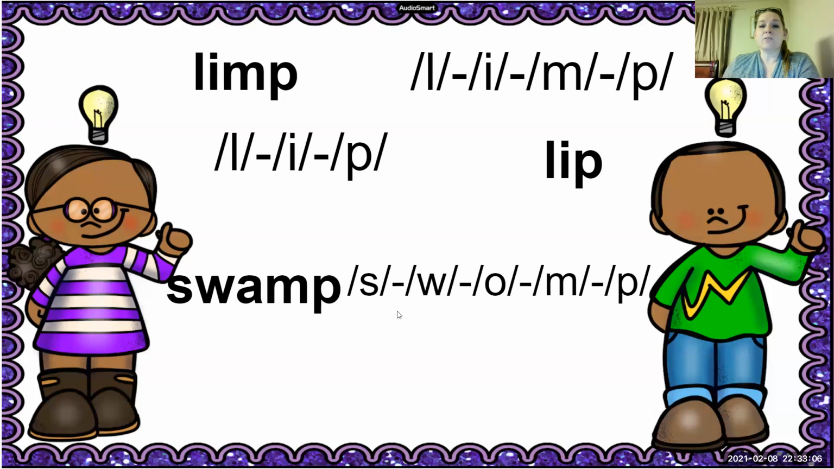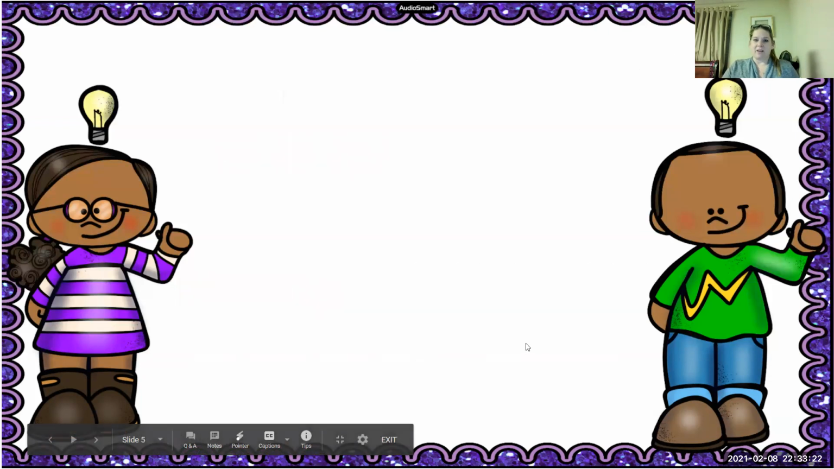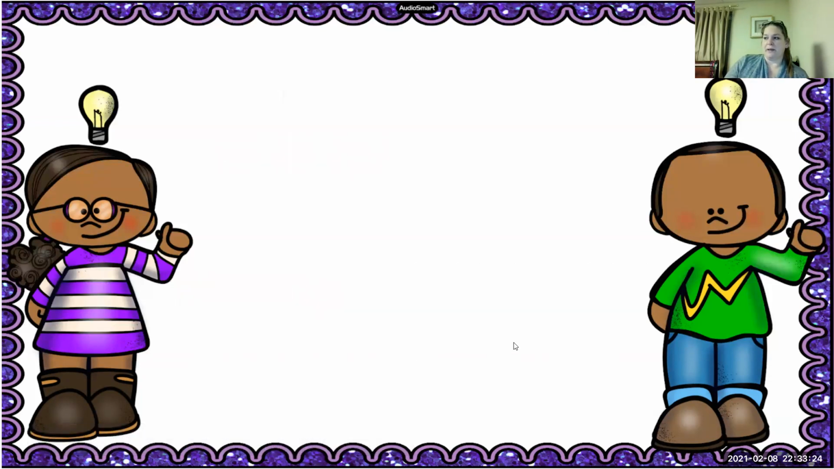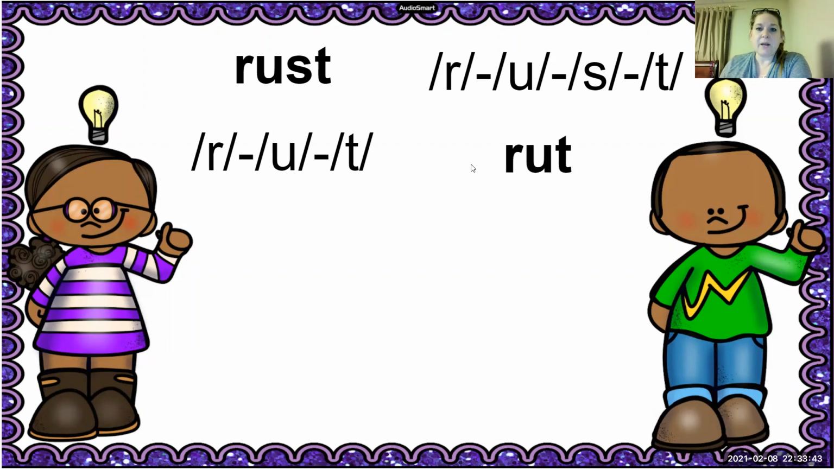Our next sentence. There were many frogs that lived in the swamp. Swamp. Swamp has a blend. We're going to get rid of the m sound, and now it's just swap. So the new word on the curve is swap. Good. All right, in our last sentence, if you leave your bike outside, it might rust. Rust. So we have rust. The st is the blend. We're going to get rid of the s sound. We just have rut. So the new word on the curve is rut.